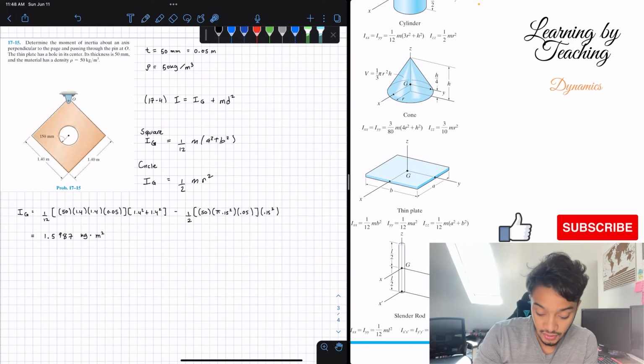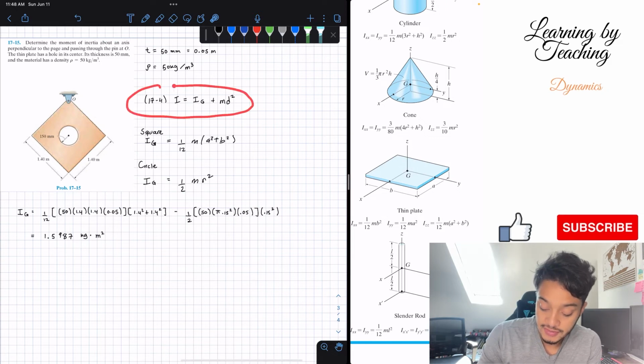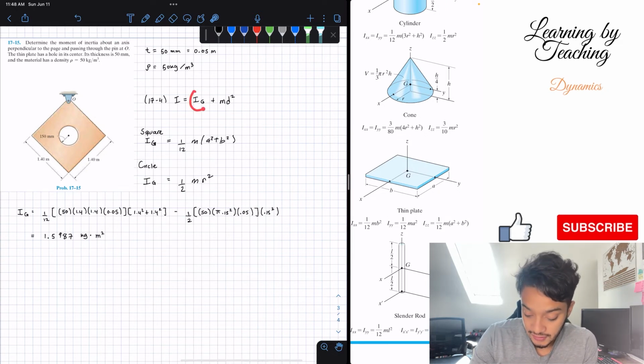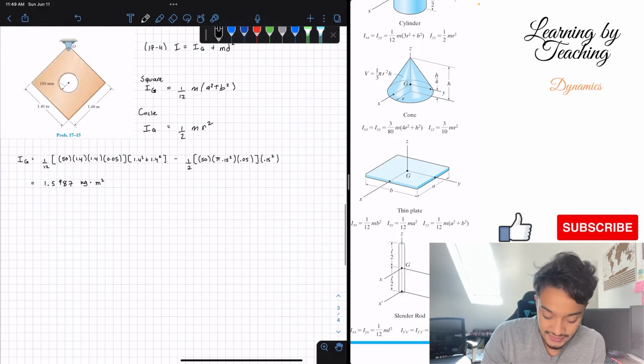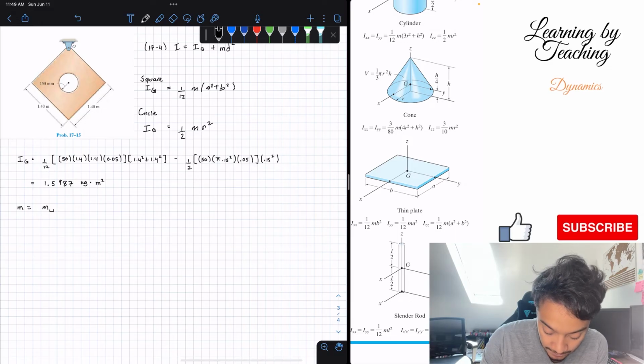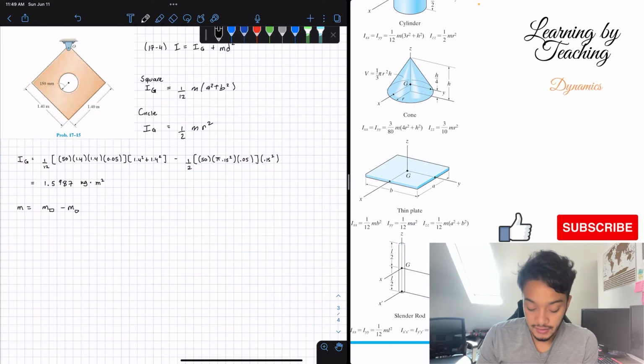However, we're interested in the point O. So what we need to do is follow this equation. We're going to need the moment of inertia with respect to the center of gravity, which we just found. We're going to need the mass of this plate and the distance squared. So let's find out what the mass of this plate is. Well, the mass of this plate is going to be equal to the mass of the square minus the mass of the circle. Very similar to what we did before.